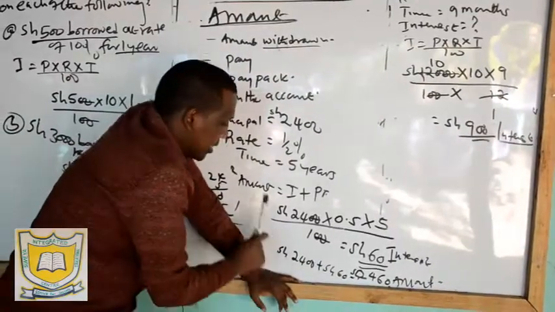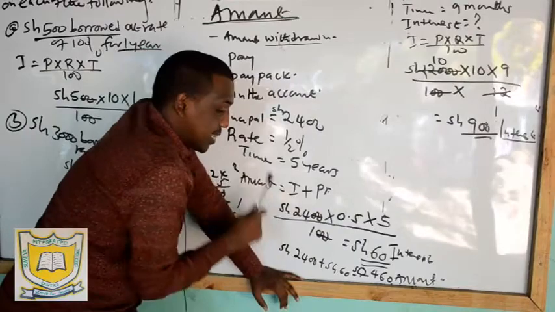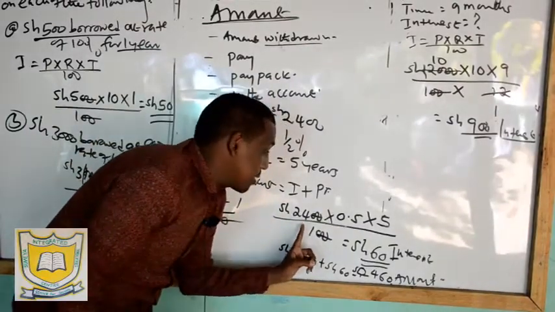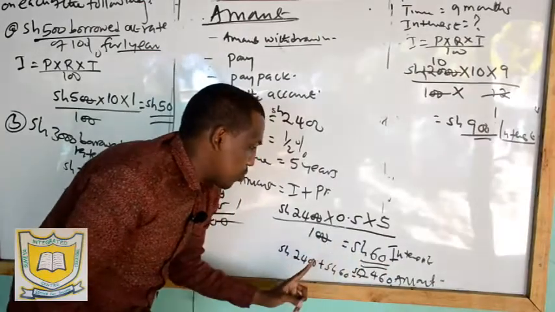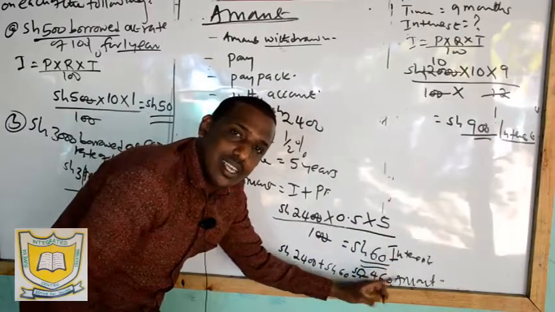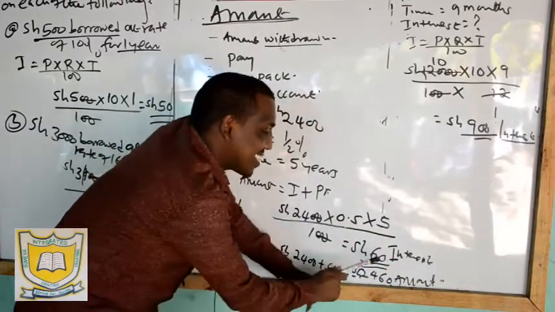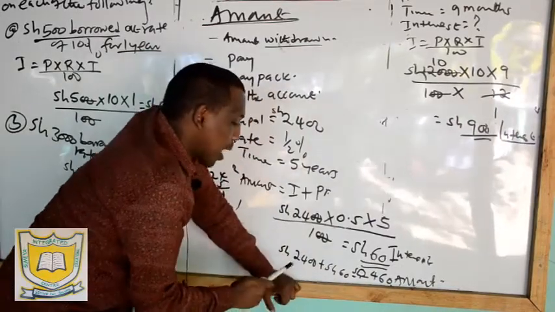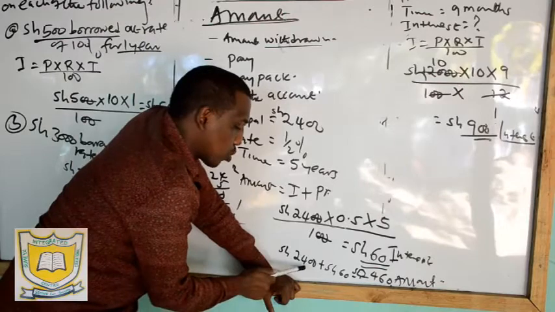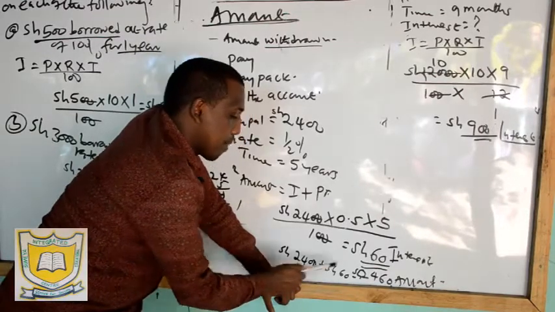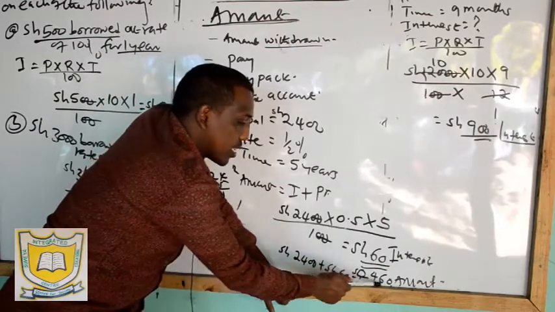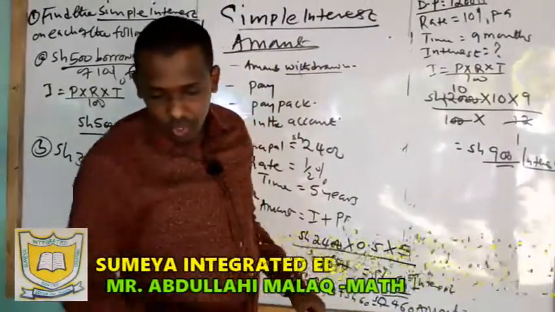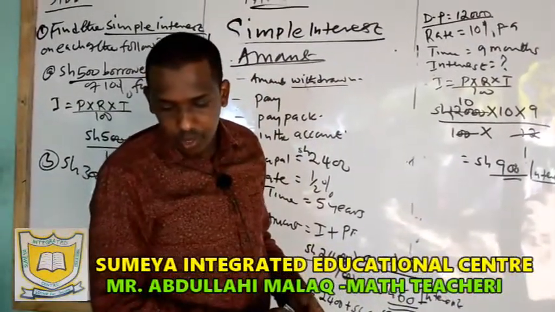So we said we must get the interest. Interest equals the principal, which is 2,400, times 0.5, over 100. You will get shillings 60, and that is the interest. Shillings 60 is the interest, but they don't want the interest. What they are asking is the amount. Amount is equal to the principal, shillings 2,400, plus shillings 60. You will get shillings 2,460. So that's how we get the amount.